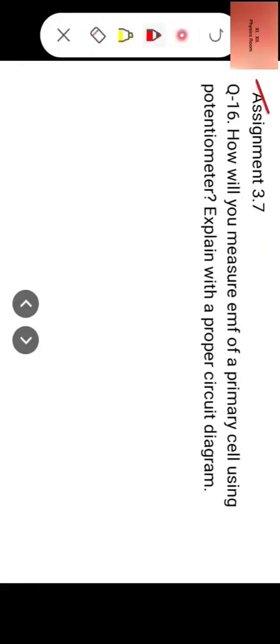Assignment 3.7 continued. Question number 16. How will you measure EMF of a primary cell using a potentiometer? Explain with a proper circuit diagram.